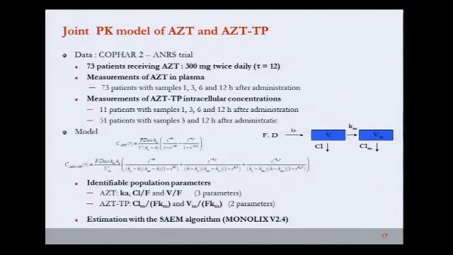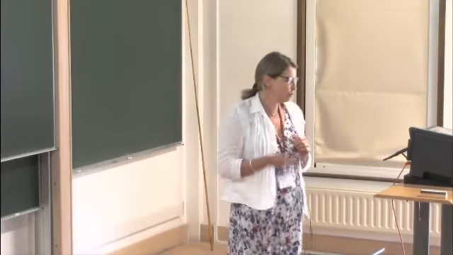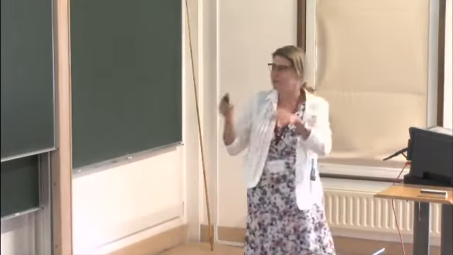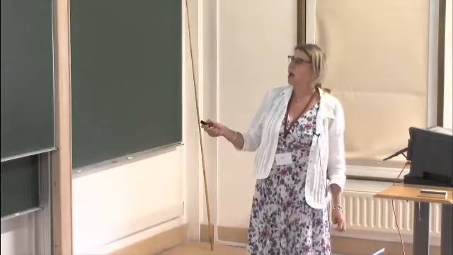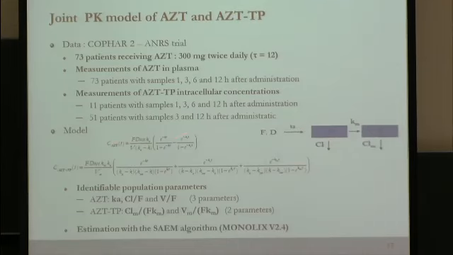We derived a joint PK model for both plasma concentration of AZT and intracellular concentration of AZTTP. I don't want you to read this equation, okay? If you want, there is a paper. It's just to say that we assume that AZT is transformed into AZTTP. And because there is no measurement in urine, we can estimate 3 parameters for AZT and 2 parameters for AZTTP. We did the analysis of the data with the SAEM algorithm in Monolix 2.4.